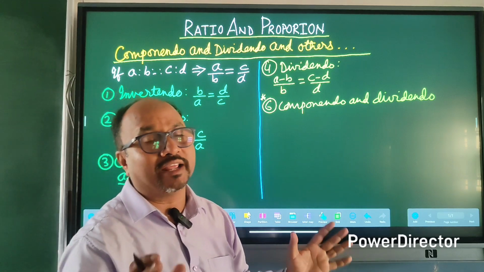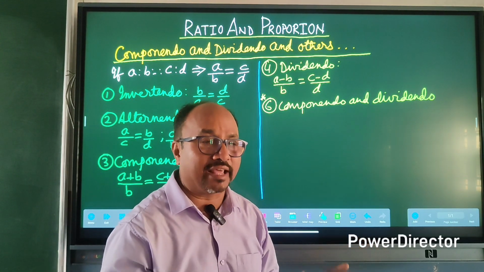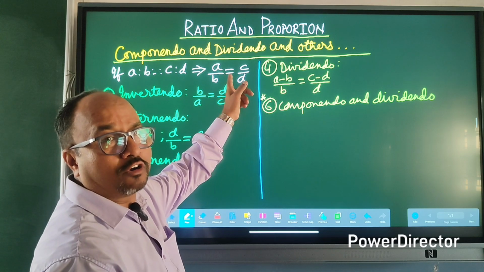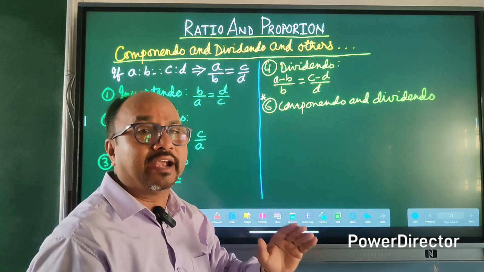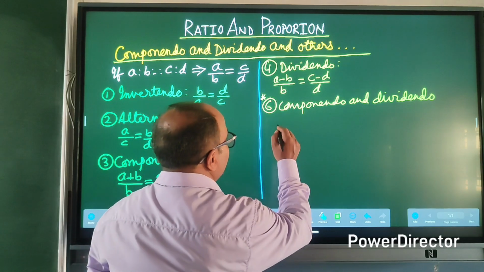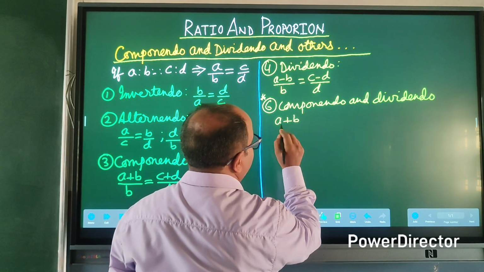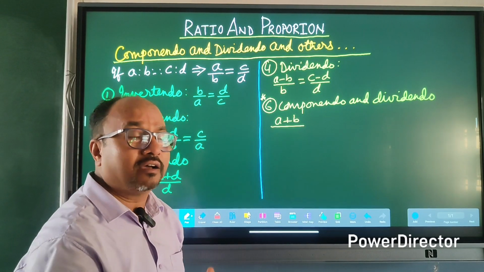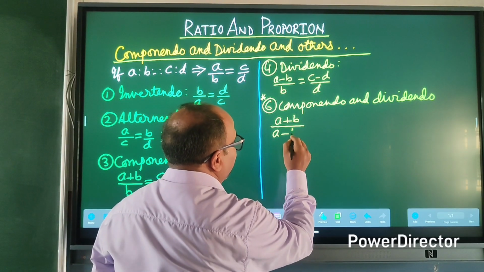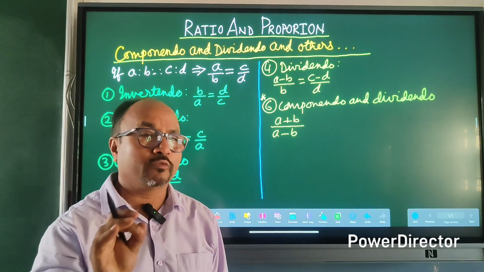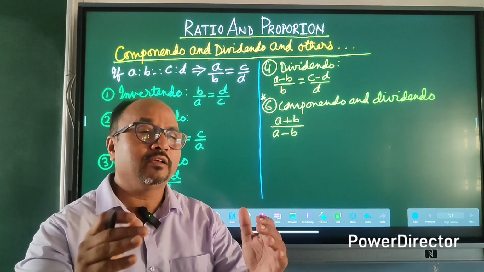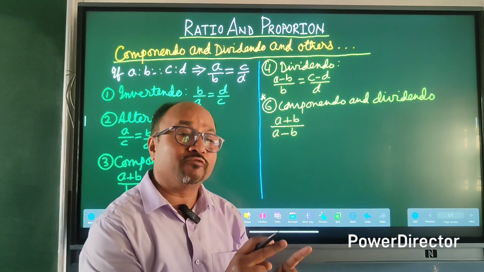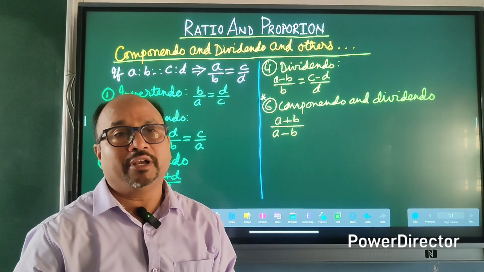A simple way to deal with componendo and dividendo is like this. This is our main ratio. So from here what do we do? In the numerator we will write numerator plus denominator. So I write numerator plus the denominator divided by, in the denominator it will be numerator minus the denominator. So very simple way to remember, numerator part you add numerator and denominator. In the denominator part it will be first numerator minus the denominator.